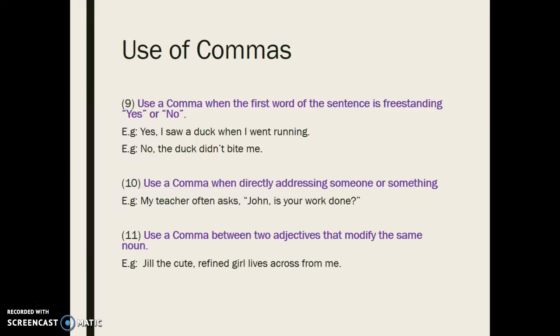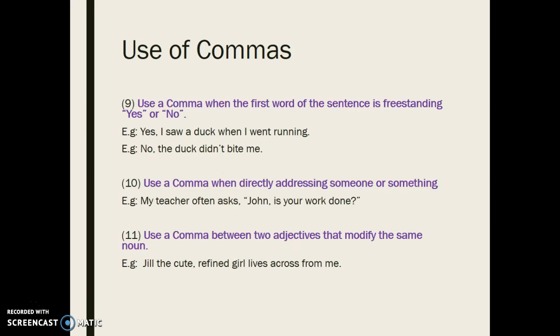Number 10, use a comma when directly addressing someone or something. Now this is something that a lot of writers might not know. When you're directly addressing someone, you need a comma to separate it from your sentence. My teacher often asks, "John, is your work done?" You need the comma to separate it to know that you're talking about another person and this is being said to that person.